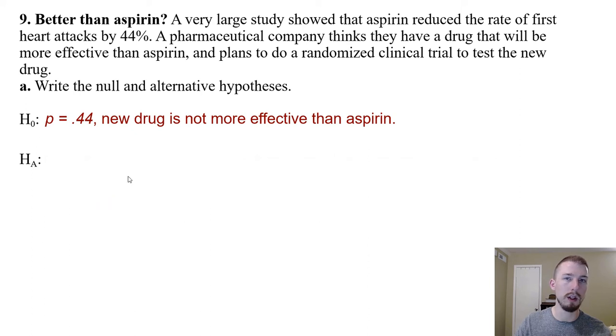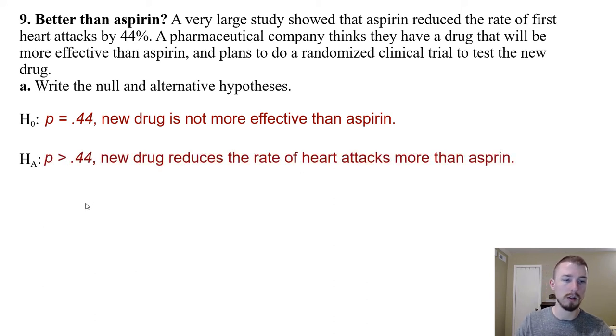The alternative is not going to be two-sided. It's not just that it's not 44%. We're only interested in if it reduces the rate of heart attacks by more than 44%, so that it outperforms aspirin, in other words. So we're only interested if the new drug reduces the rate of heart attacks more than aspirin, which is that the true proportion is greater than 44%.